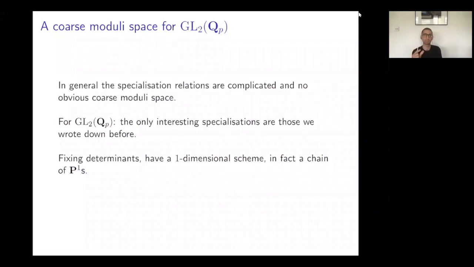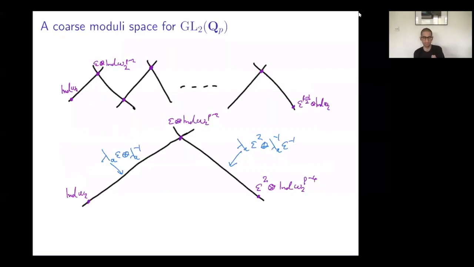But for GL_2(Q_p), it turns out that I basically told you everything that happens. You have these families of non-split representations that can specialize either to split representations or to irreducible representations. And more or less what you get is a chain of P1s. So let me show you that. I'm fixing the determinant in this picture. And what is this picture? This picture is supposed to be some kind of chain of P1s.